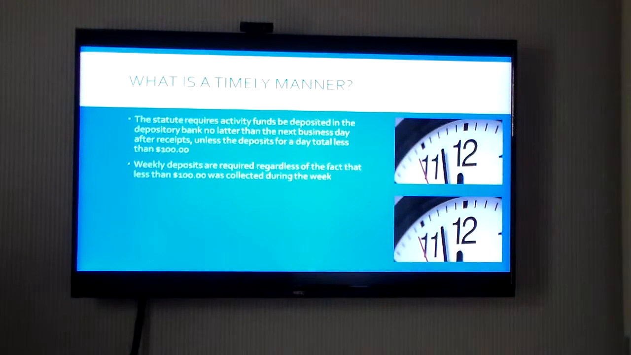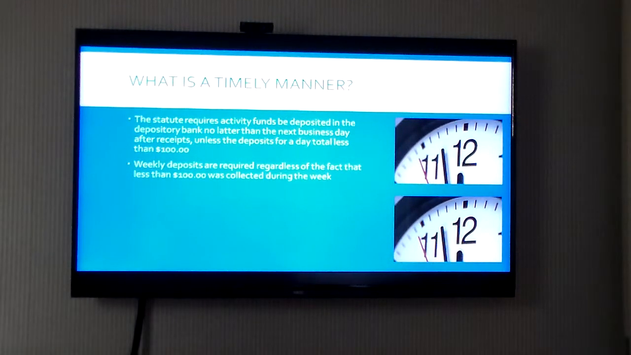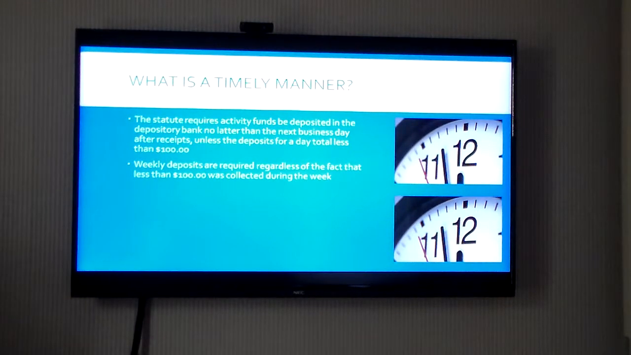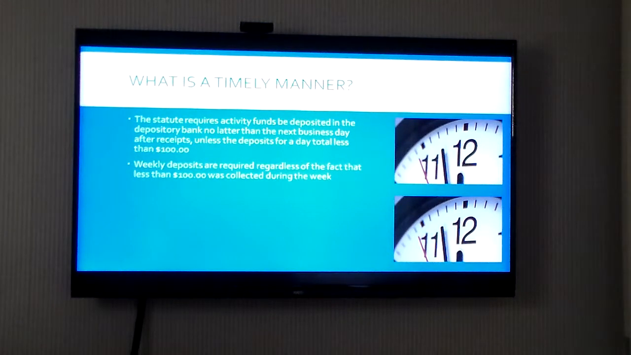So, a timely manner. I could define that differently than you do, and other districts could. But the challenge with this is the way the Oklahoma School Boards Association says a timely manner occurs. Activity funds have to be deposited no later than the next business day, unless the deposits total less than $100. If the deposits are less than 100 and there were deposits, then they have to be done weekly. So if there are any major deposits or any major disbursements, that has to be done by the next business day. If not, then it's done on a weekly basis.